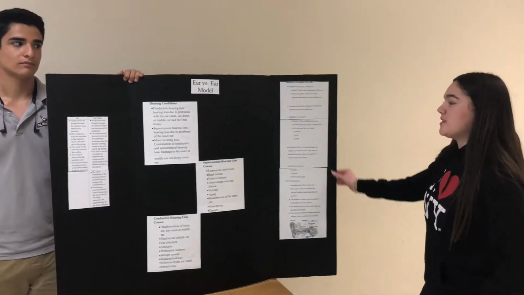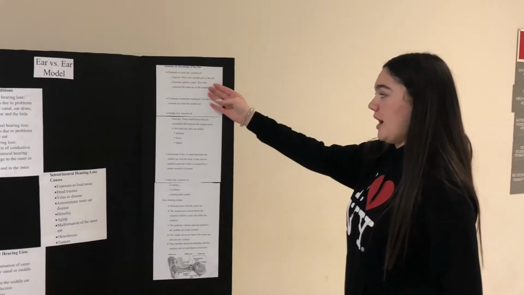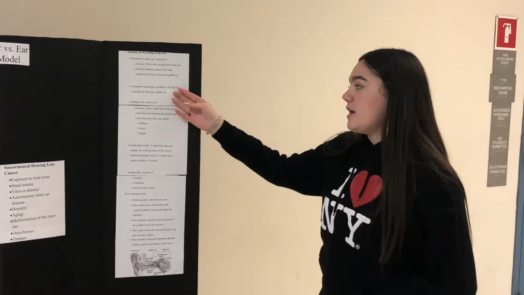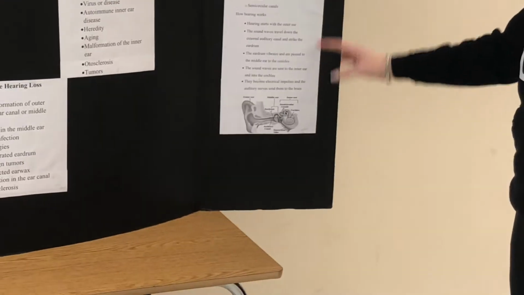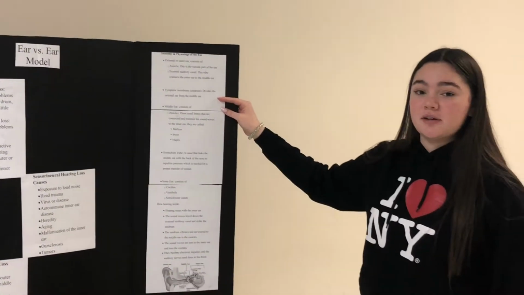Okay, the anatomy and physiology of the ear. The external part, or the outer part, of the ear consists of an auricle and the external auditory canal, as shown in this diagram right here. The tympanic membrane is also known as the eardrum.